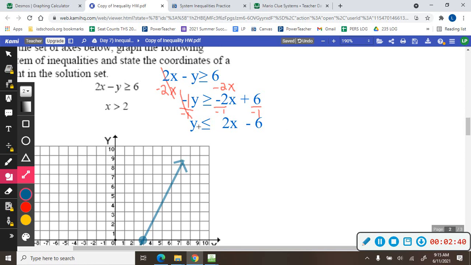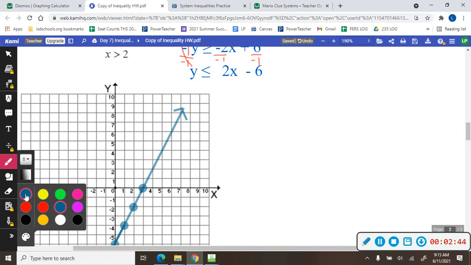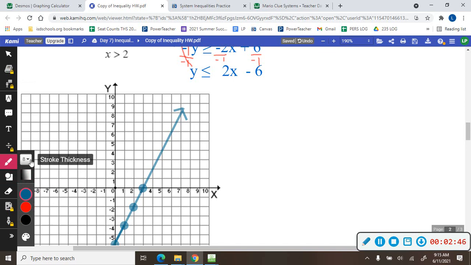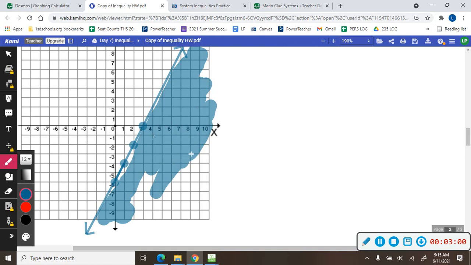And then it's also less than, so that means I'm going to shade underneath. So I'm going to take this and shade everything underneath the line. And it goes forever, it's just the graph stops right there. So that would be less than.